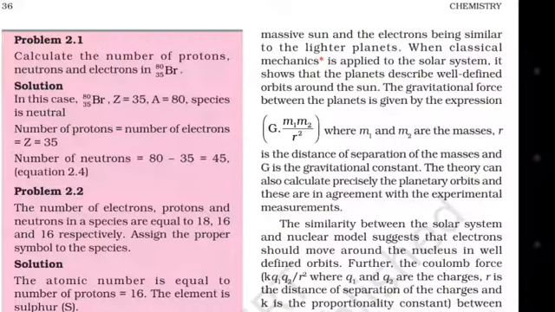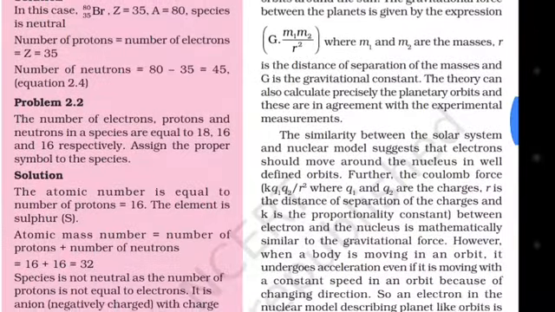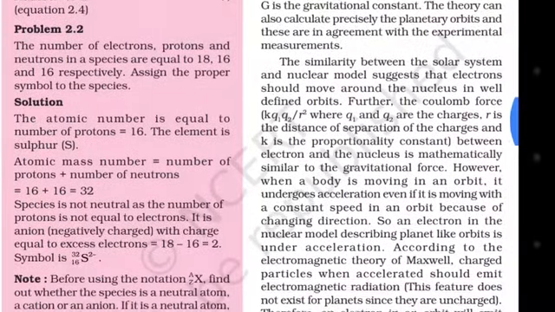When classical mechanics is applied to the solar system, it shows that the planets describe well-defined orbits around the sun. The gravitational force between the planets is given by the expression G m1 m2 by r square, where m1 and m2 are the masses, r is the distance of separation of the masses, and G is the gravitational constant. The theory can calculate precisely the planetary orbits, and these are in agreement with the experimental measurements.